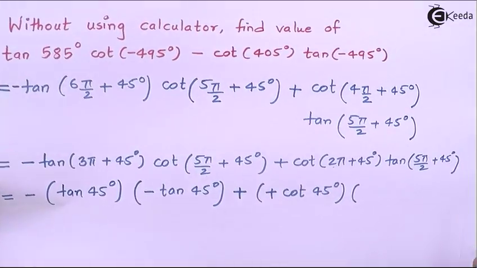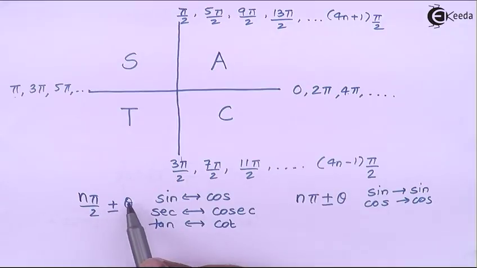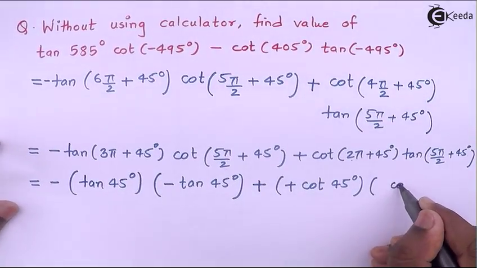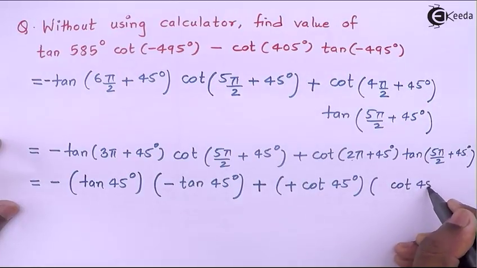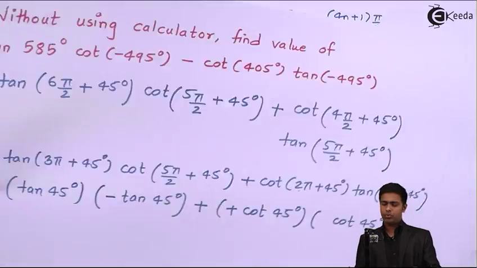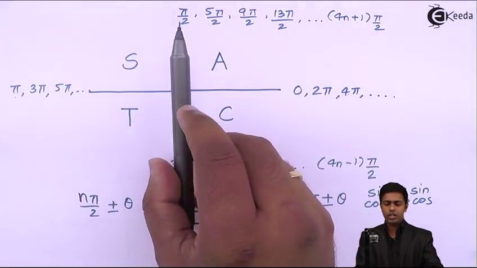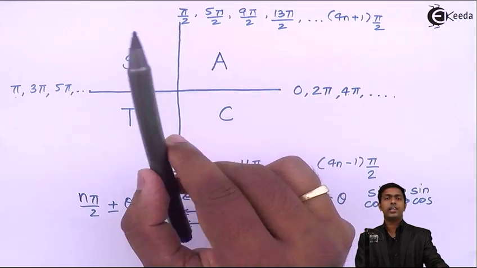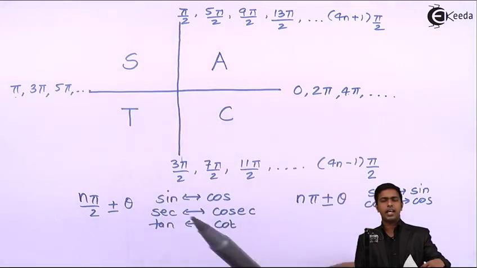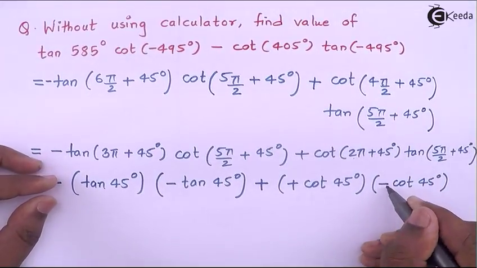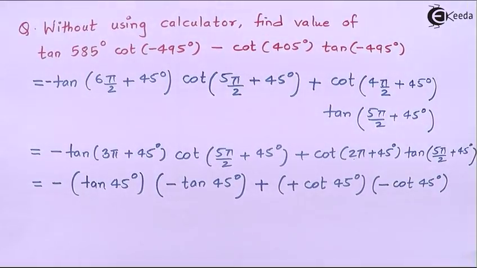Now this is in the format of n pi by 2 plus or minus theta. So tan becomes cot of 45 degree. Let's identify the quadrant. 5 pi by 2 means the positive direction of the y-axis, plus 45, second quadrant. Let's identify the sign. In the second quadrant sine and cosec are positive. We have tan, so tan is negative in the second quadrant. So we got the values.